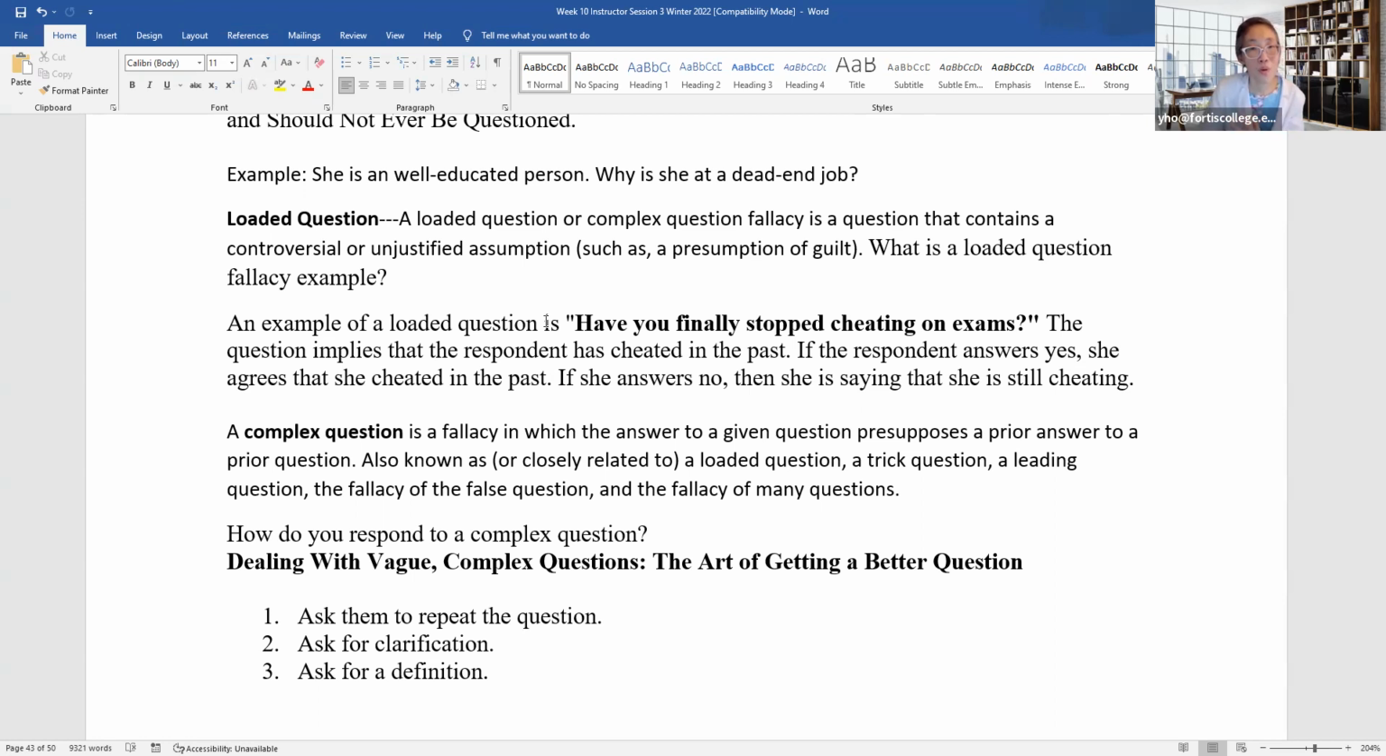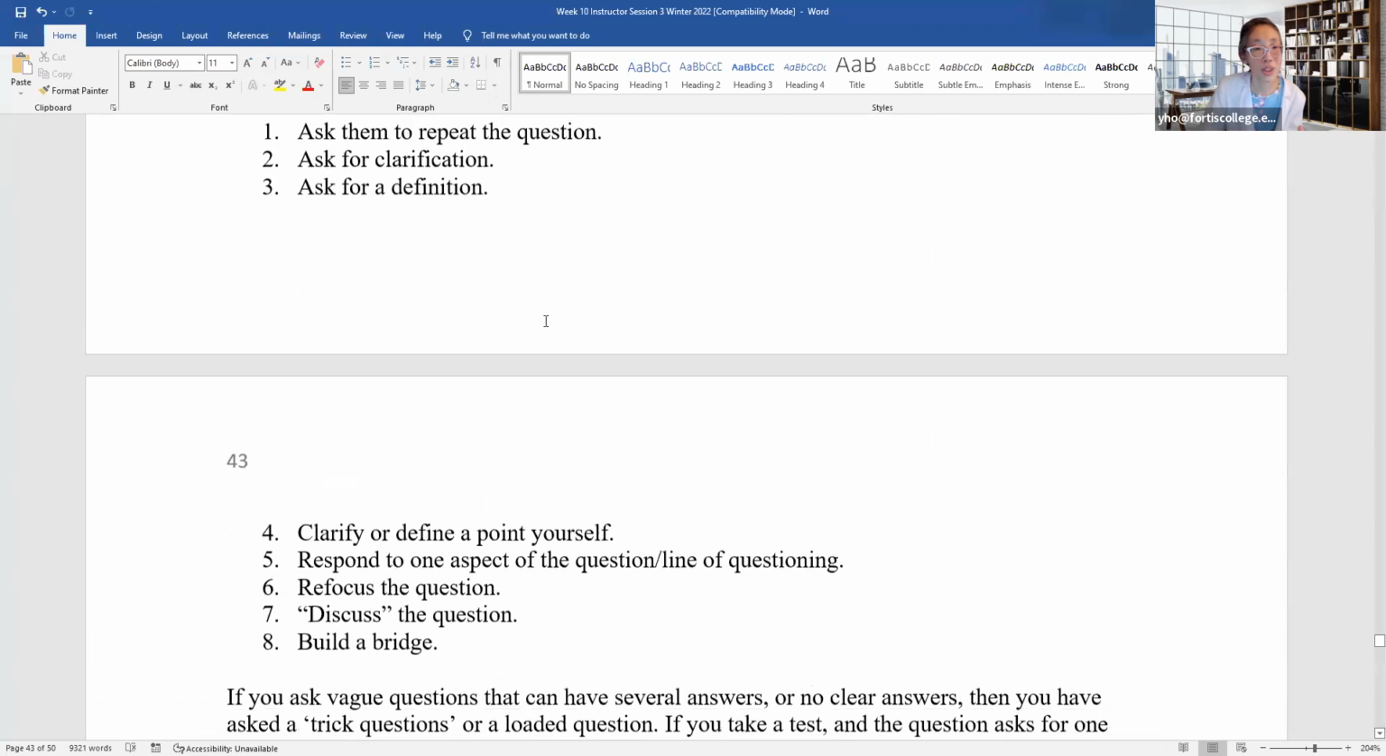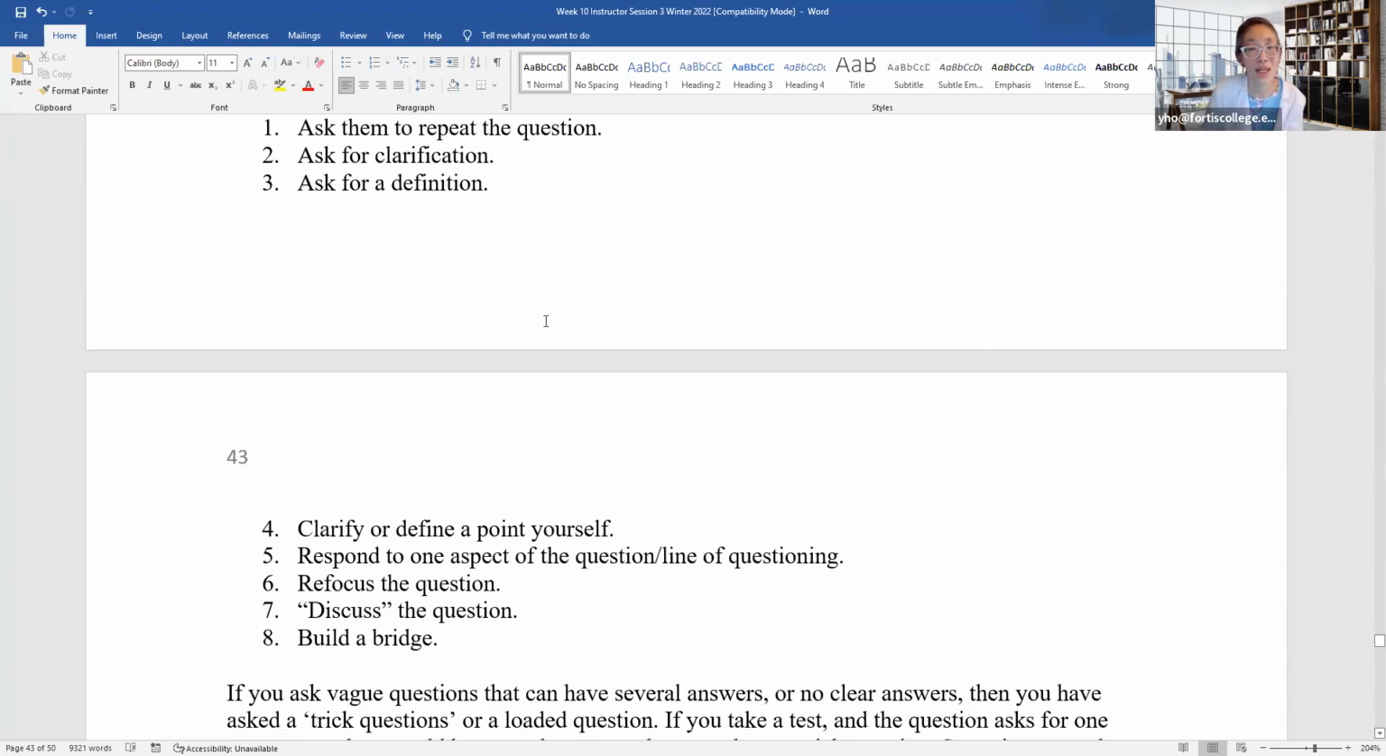And so in order to avoid trick questions or complex questions, you would ask them to repeat the question again, but reword it. Ask for clarification, ask for definition, clarify or define, and discuss the question and build a bridge. And so there was a famous politician who got caught in one of these trick questions, and she ended up saying something outlandish. I forgot what it was. So that's why, when the journalist tries to throw you a loaded question to make you look bad, you have to be able to catch it, so that way you don't look bad.